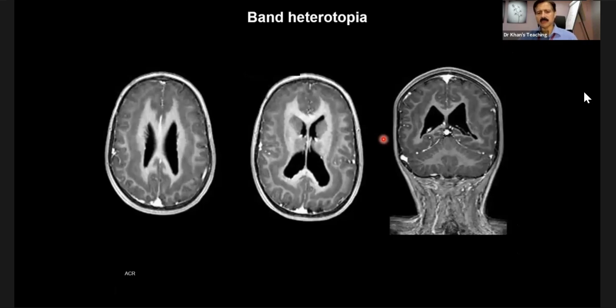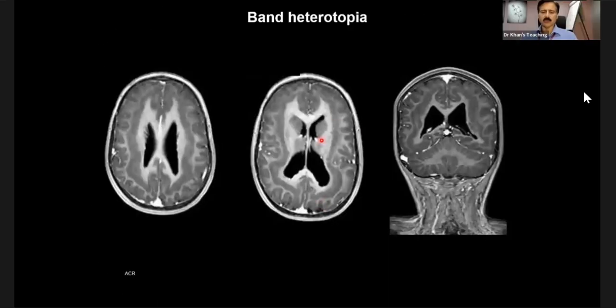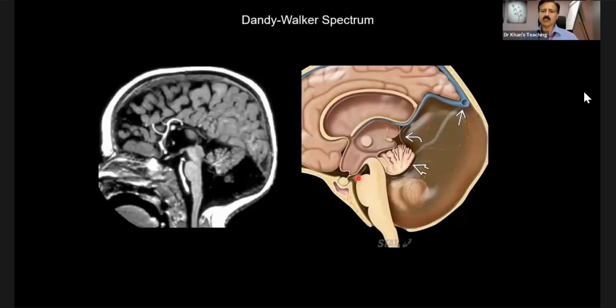Third type is this type, which is known as band heterotopia, in which the gray matter cells, this is bilateral symmetrical, so it becomes more difficult, this particular example. But you can see that there is white matter, then there is gray matter, and then there is white matter, band. You have seen this come in the exam, but anybody can show you. Band might be more difficult, but you should know this.